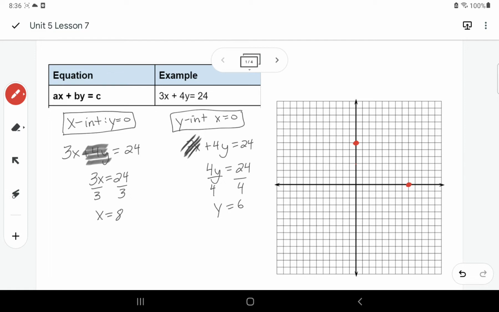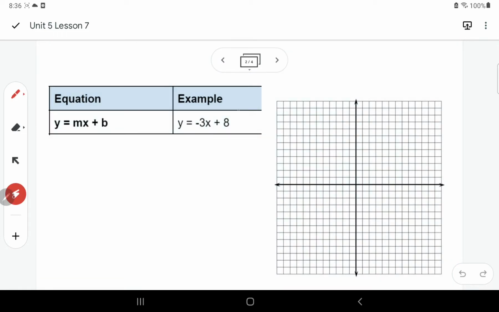Now, unfortunately, it's not as easy for me to use a ruler on this, so I'm going to freehand this as best I can, but you guys please use a ruler when you're doing this to connect your dots, your x-intercept and your y-intercept, and then we want to label that with our equation. So 3x plus 4y equals 24. So that's the new type of graphing that we did in Unit 5.